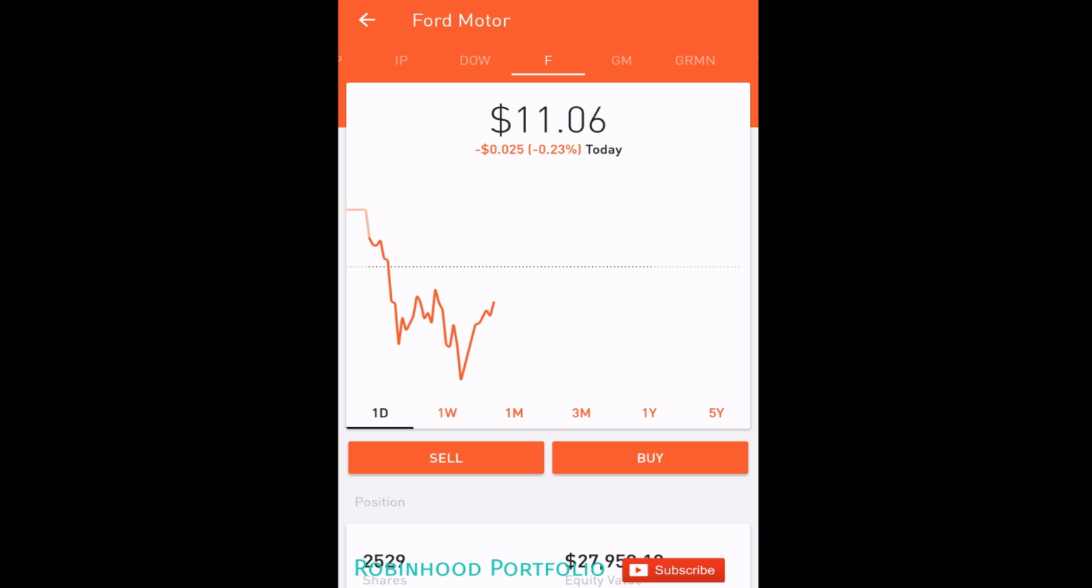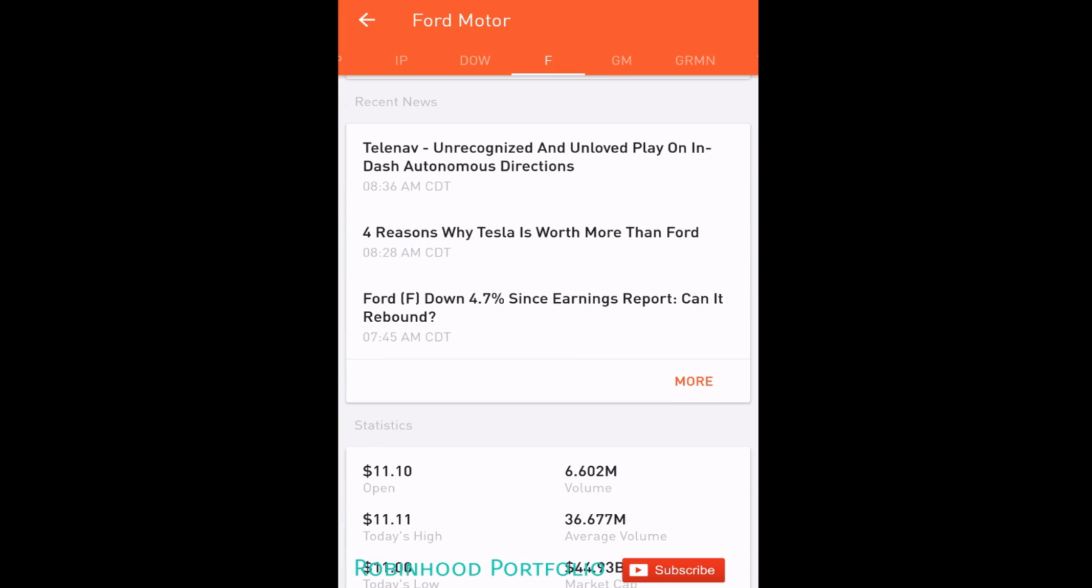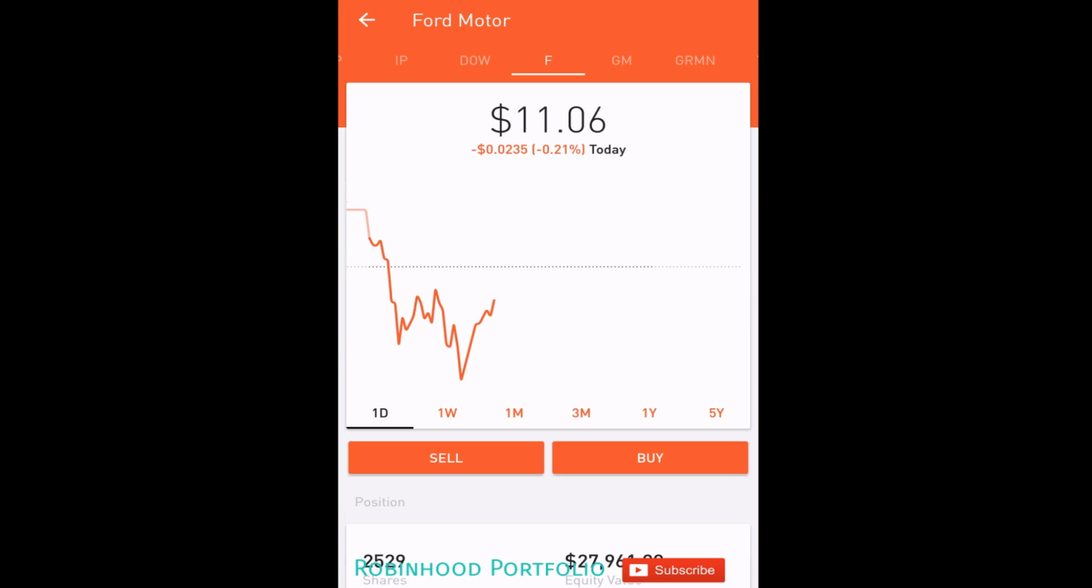11.055. So trending down a bit here in E-Trade. It's still not up to date in, well, it's 0.55. So Robinhood's going to be rounding off to 11.06, so it makes sense. Let's see. So still 11.06 here. Now it's down to 11.05. So trending down here a bit. Still 11.06.